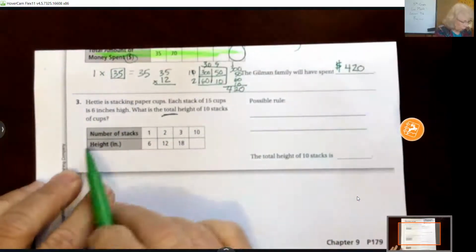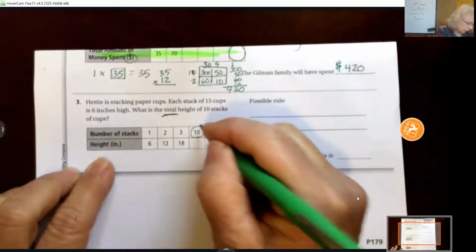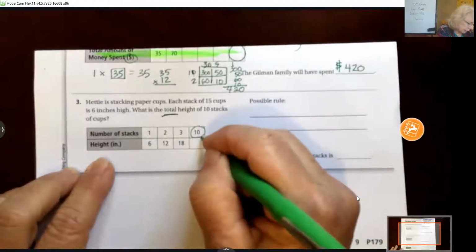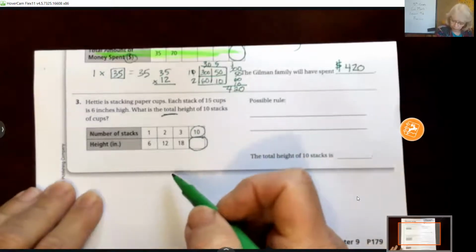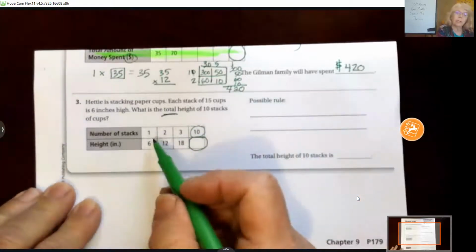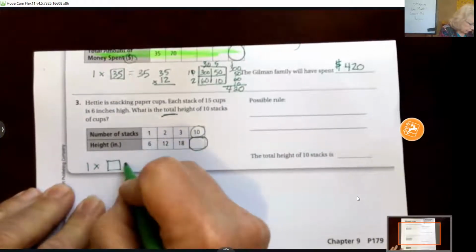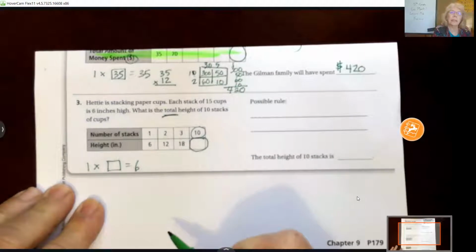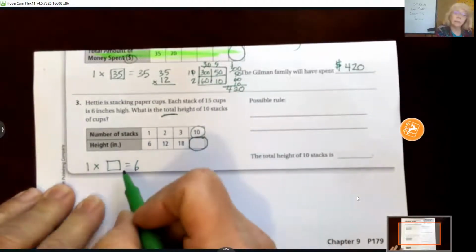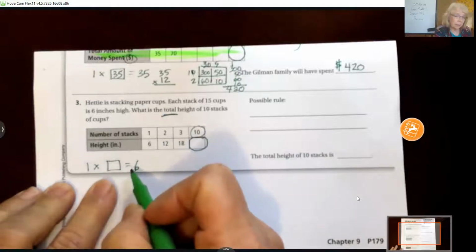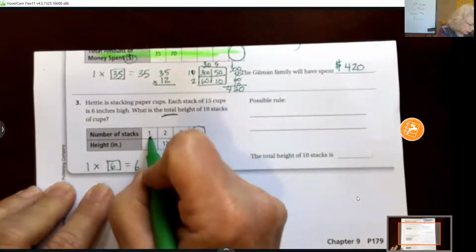So when they say total and we have a chart like this, then we're going to go to our largest number and we're trying to figure out what is this missing number. So again, we're looking for a rule. And again, they give us one that starts with a 1. So 1 times what unknown number equals 6. And then we're going to see if our rule works. So 1 times, with our identity property, 1 times any number is itself. So this is 6.